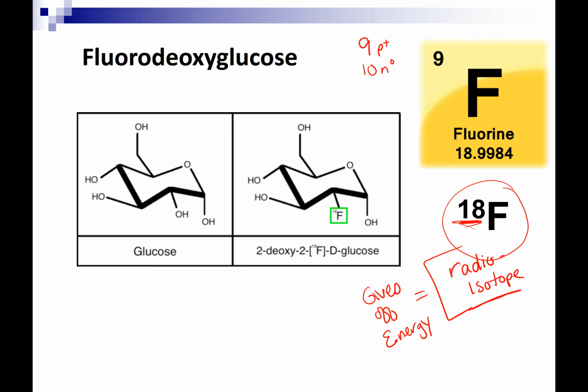So fluorine 18, this is referring to the atomic mass. So this means that this fluorine has 9 protons and 9 neutrons. So remember, changing the number of neutrons is what makes an isotope. Having something that breaks down makes it radioactive. And so what they do is they attach a radioactive fluorine, right here, to a glucose molecule, and it's called fluorodeoxyglucose. So you're losing this oxygen right here and putting in the fluorine.